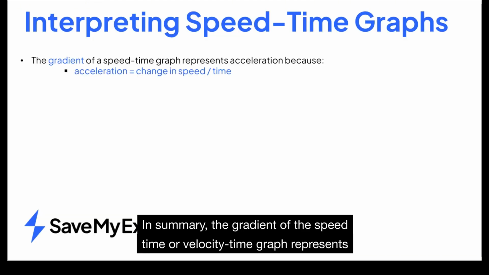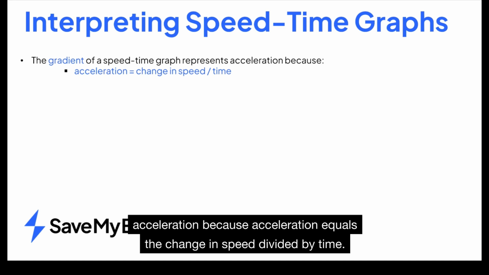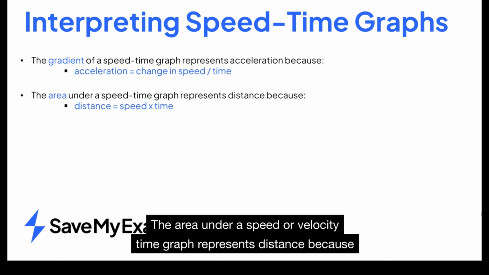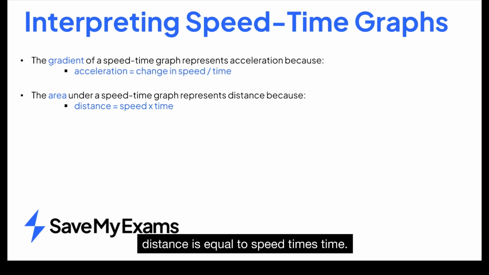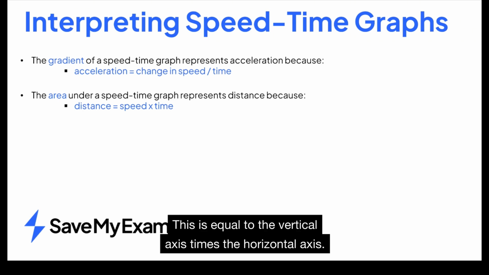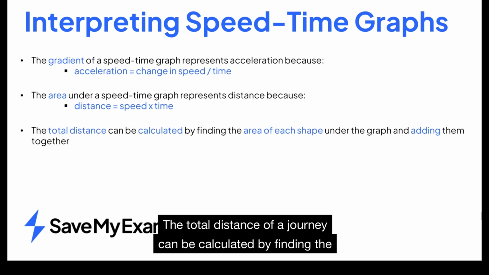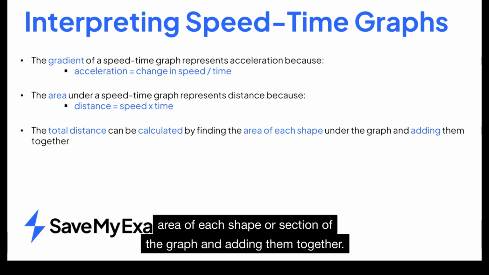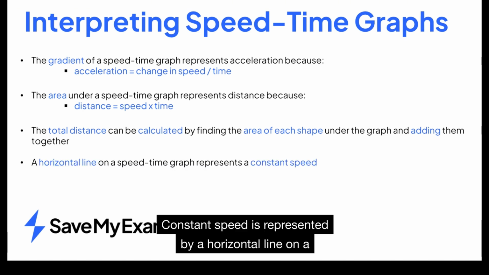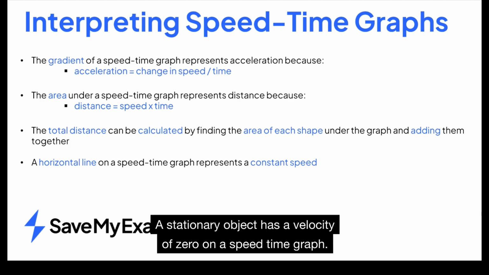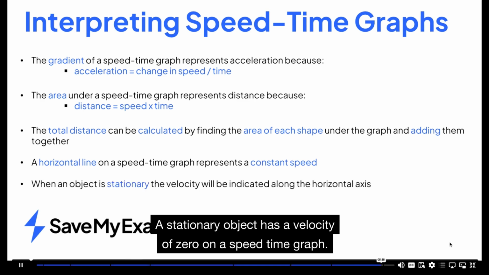In summary, the gradient of a speed time or velocity time graph represents acceleration because acceleration equals the change in speed divided by time, and acceleration is equal to the rise divided by the run. The area under a speed or velocity time graph represents distance because distance is equal to speed times time. This is equal to the vertical axis times the horizontal axis. The total distance of a journey can be calculated by finding the area of each shape or section of the graph and adding them together. Constant speed is represented by a horizontal line on a speed or velocity time graph. A stationary object has a velocity of 0 on a speed time graph.